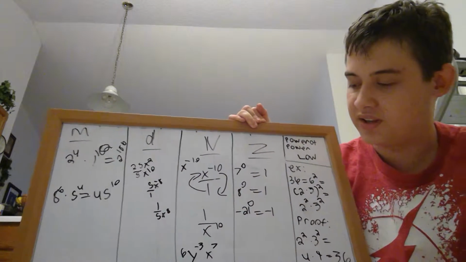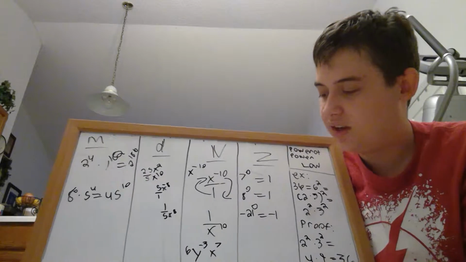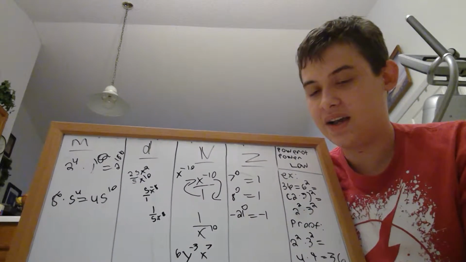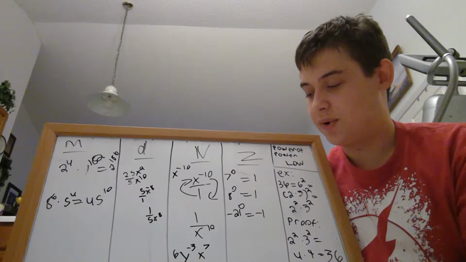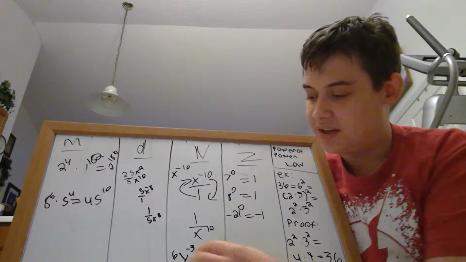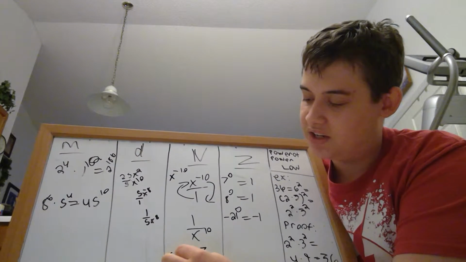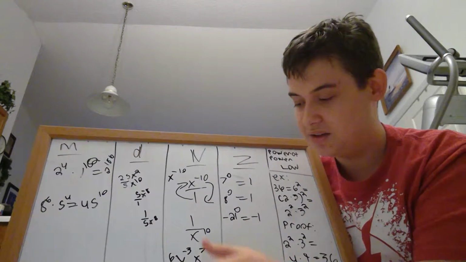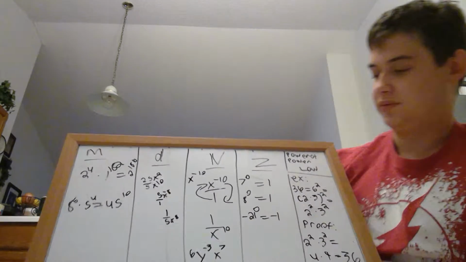And you can do this with lots of other numbers, like, for instance, 6y to the power of negative 3, and x to the power of 7. So you keep the positives together and you put the negative underneath, making it positive. And then you can solve it from there.